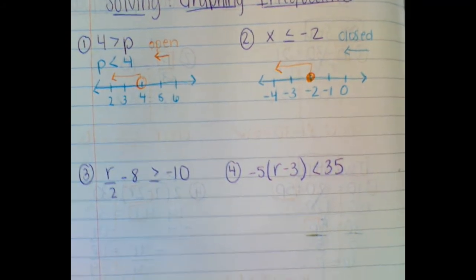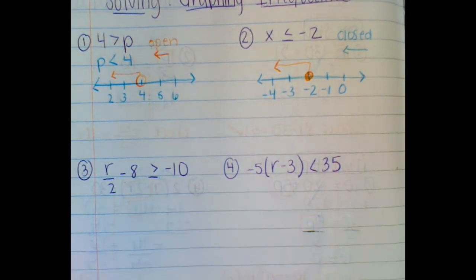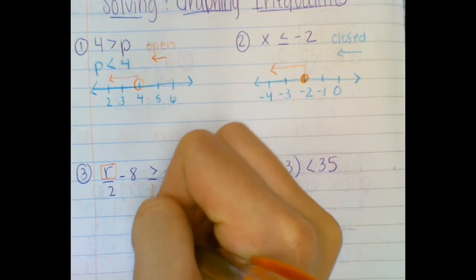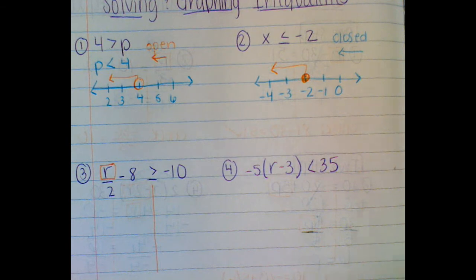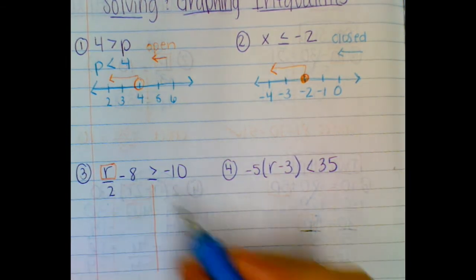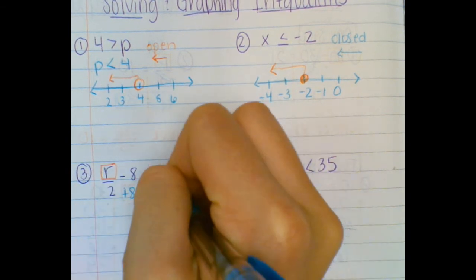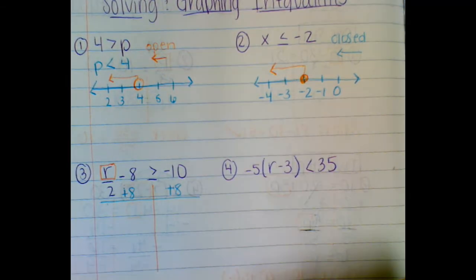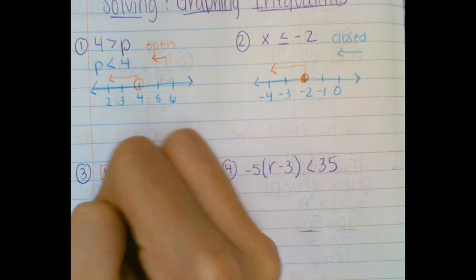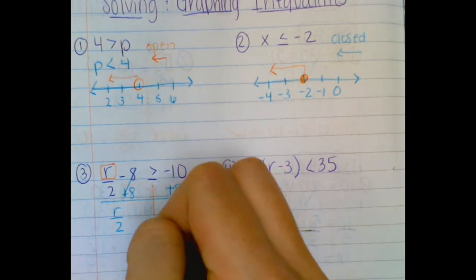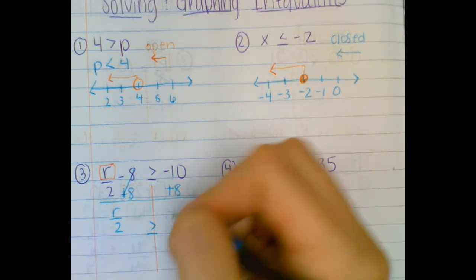Okay, now solving is the same, okay? So if I want to solve, here is my box for my variable. There's my line. So the 2 is with the r, so I have to get rid of minus 8. The opposite is to add 8 to both sides. So just like equations. So I'm going to copy down what I didn't use, r over 2. These cancel. Bring down my inequality sign. Negative 10 plus 8 is negative 2.